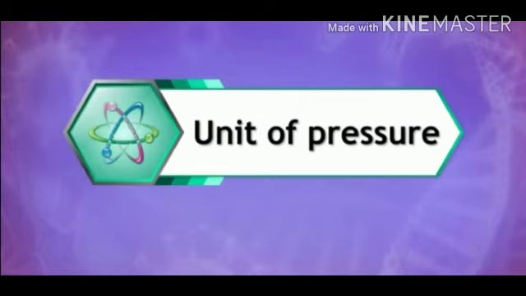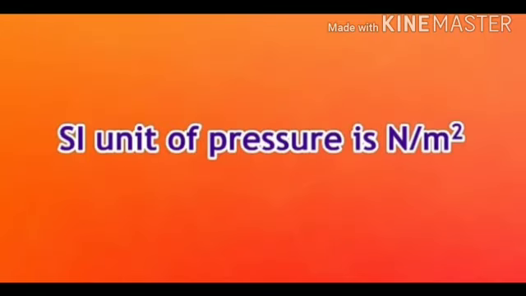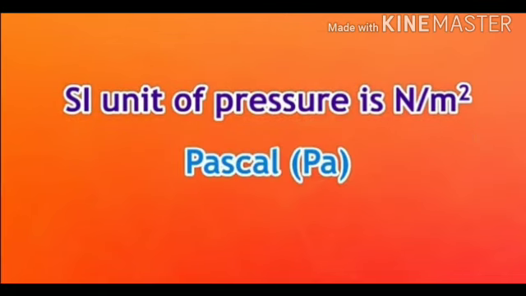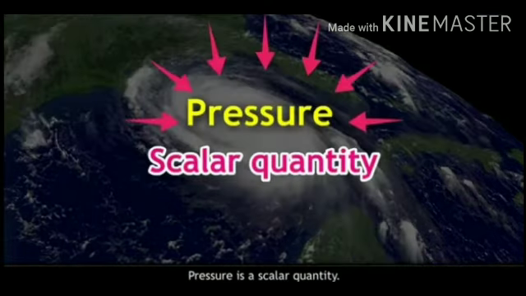Unit of pressure. The SI unit of force is Newton and the SI unit of pressure is Newton per meter square. The SI unit of pressure is Newton per meter square or Pascal. In atmospheric science, the unit for pressure is bar. Here 1 bar is equal to 10 raised to 5 Pascal. Pressure is a scalar quantity.